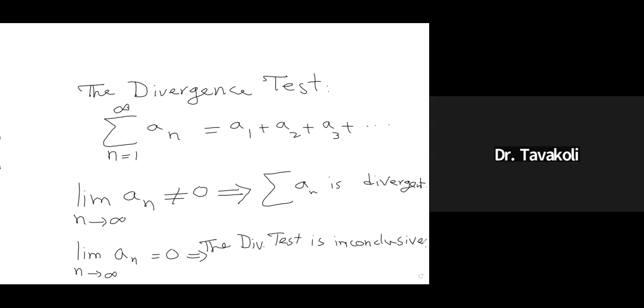So let me repeat: if the limit of the general term is not equal to 0, then the series for sure is divergent. But if the limit is equal to 0, the divergence test cannot give us any information. We need other tests that we are going to discuss later to determine convergence or divergence of a series. Let's see an example.